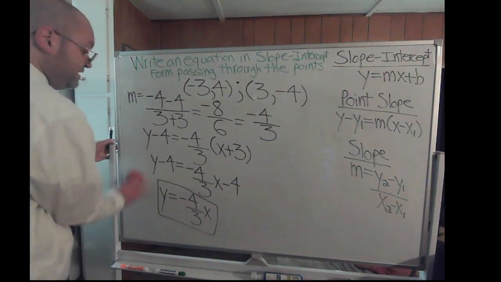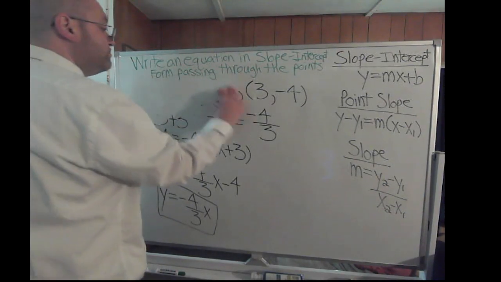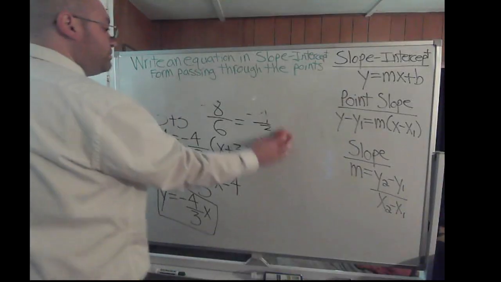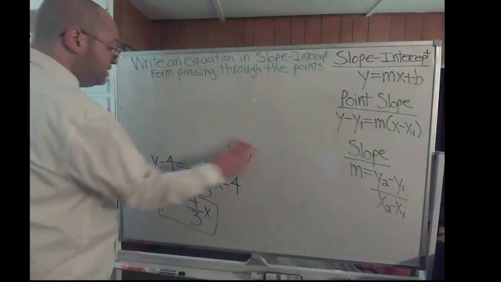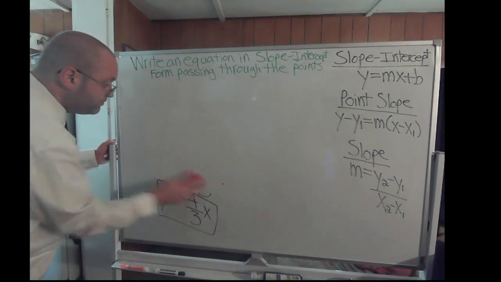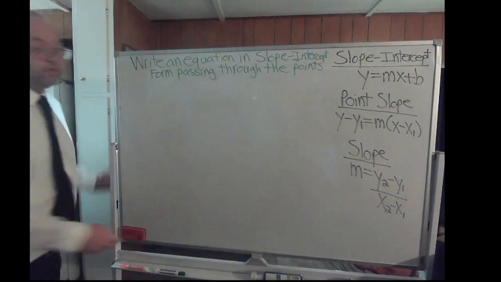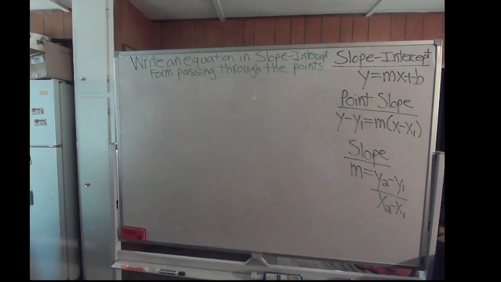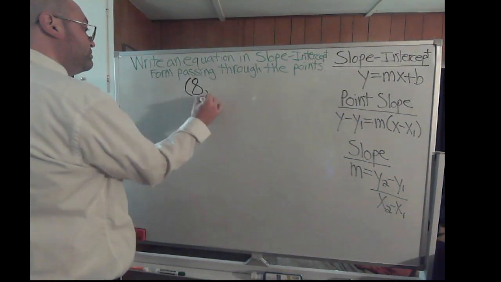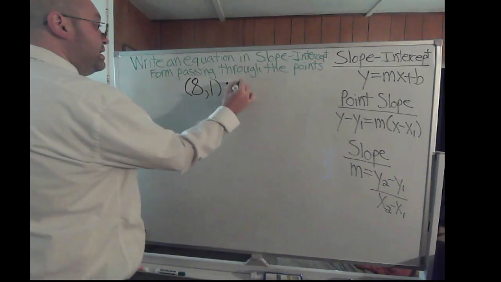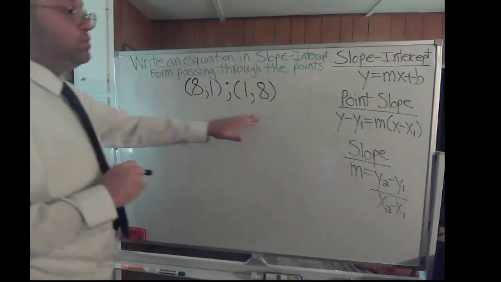Alright, let's move on to the next one. Alright, we have a line running through the points 8, 1 and then 1, 8. So we have a line that runs through the points 8, 1 and 1, 8.